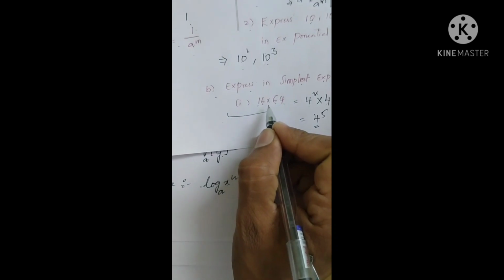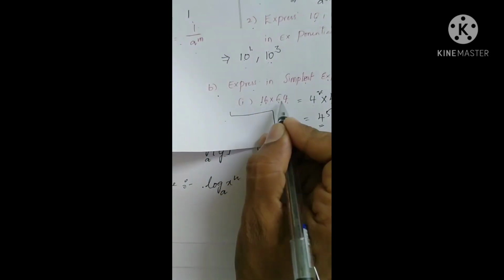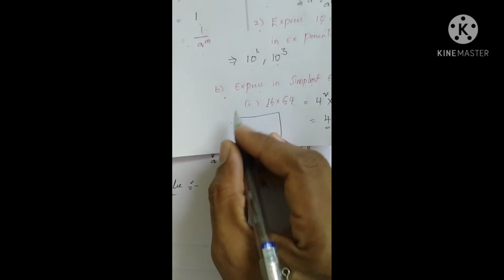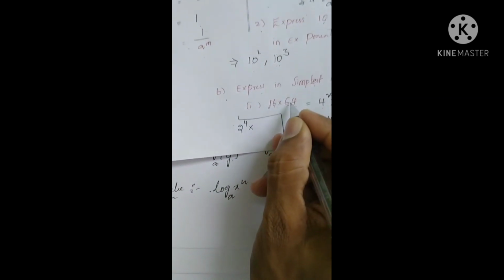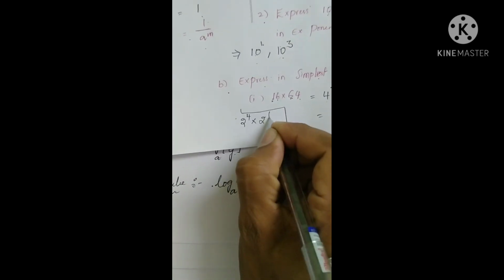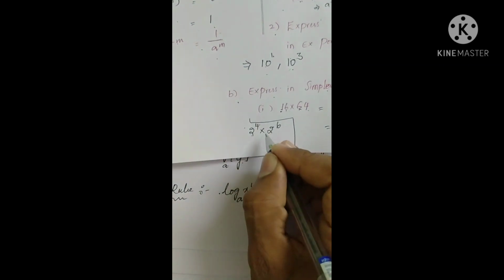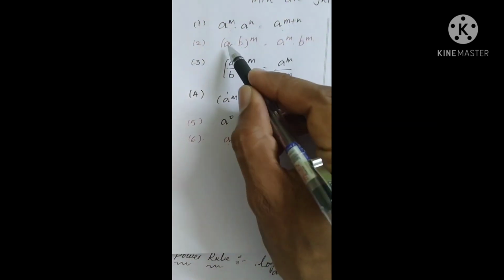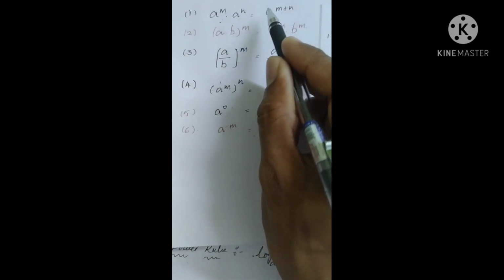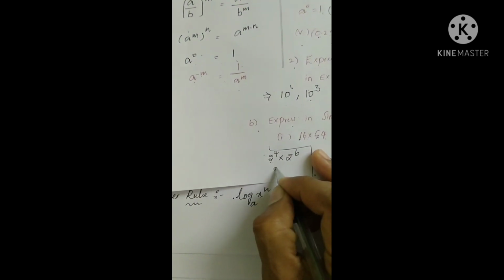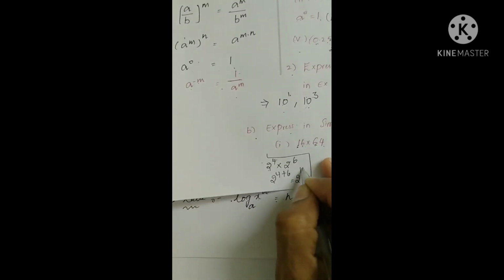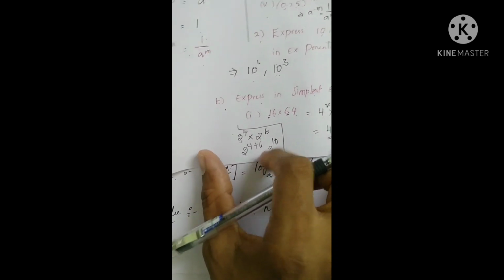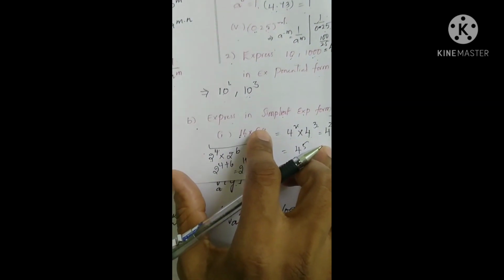Or we can also write this with base 2. Here 16 means 2 power 4, and 64 means 2 power 6. So a power m into a power n is equal to a power m plus n. Here 2 power 4 plus 6, which is equal to 2 power 10. The remaining two problems are your homework.